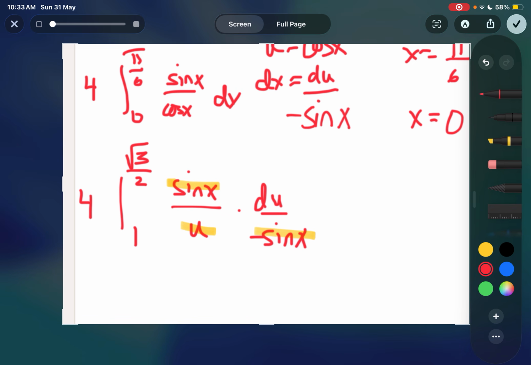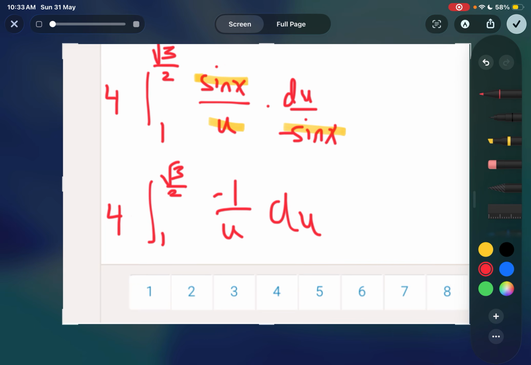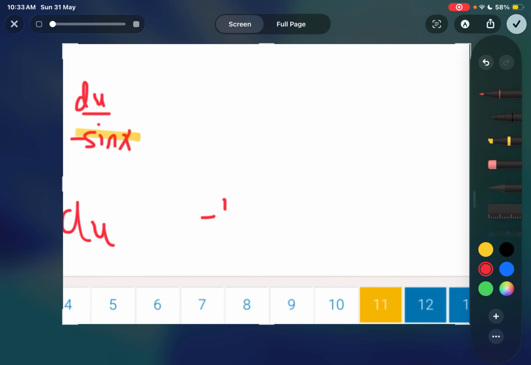Okay, so now here it will become 4 integral from 1 to radical 3 over 2. When you cancel the signs here, the minus will stay, so it will be now minus 1 over u du. Okay, so now here, let's take the minus 1 as a constant. Let's take the minus outside, so 1 will stay inside. So now it will become minus 4 integral from 1 to radical 3 over 2 of 1 over u du.